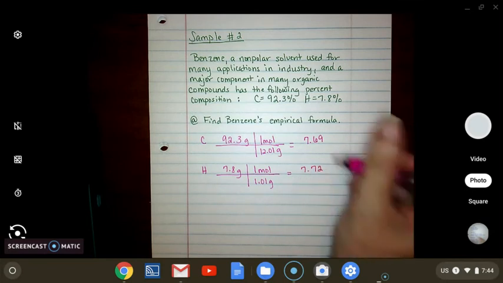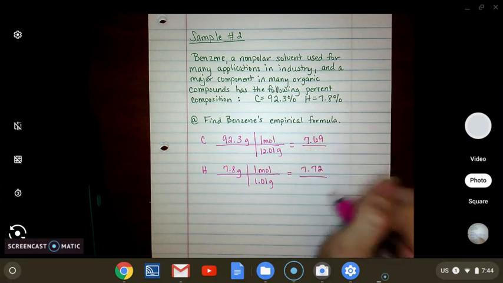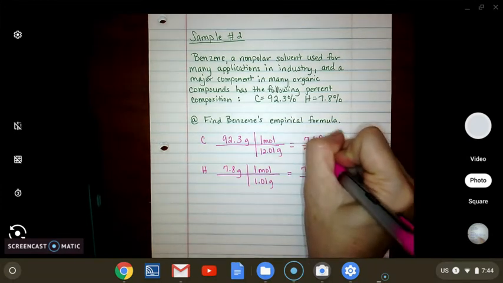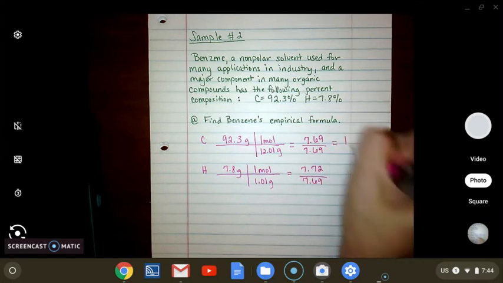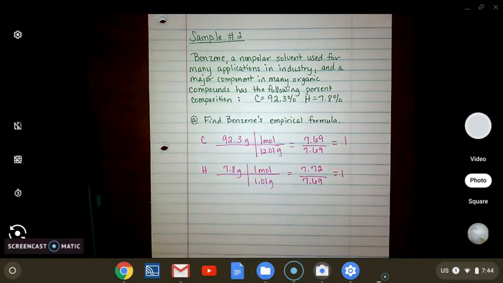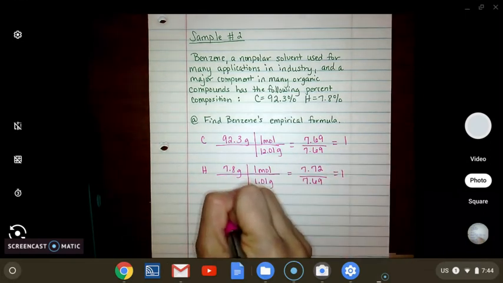All right, remember with the empirical formula, you're going to divide by the smallest of the two numbers. Some of y'all were forgetting this yesterday. So divide by that, and obviously they're both 1. So the empirical formula is CH.